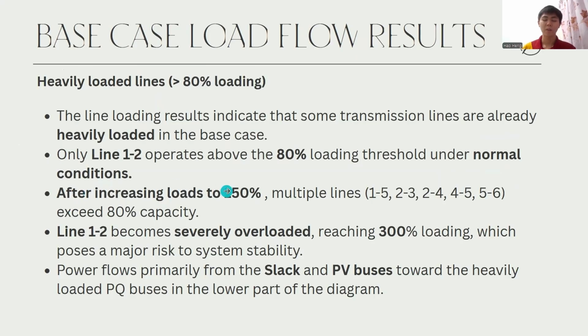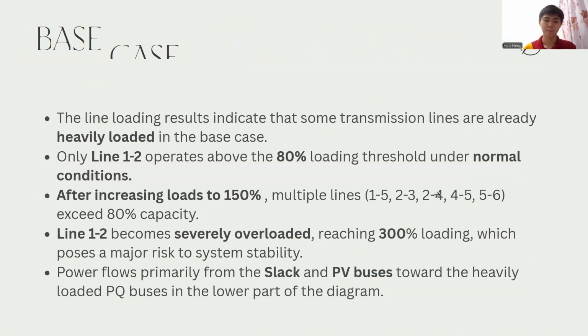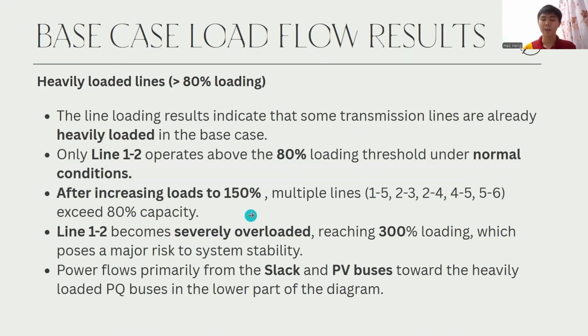After increasing loads to 150%, multiple lines such as line 1 and 5, line 2 and 3, line 2 and 4, line 4 and 5, and line 5 and 6 exceed 80% capacity. Line 1 and 2 become severely overloaded, reaching 300% loading, which poses a major risk to system stability. We can see from here, after scaling, a lot of the transmission lines are greater than 80% loading, whereas line 1 and 2 are severely overloaded, which is 300%. Power flows primarily from the slack and PV bus towards the heavily loaded PQ bus in the lower part of the diagrams.